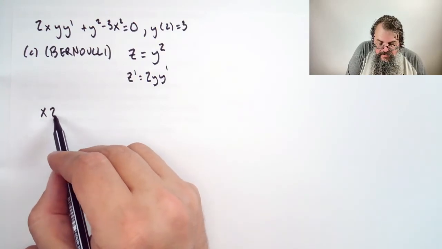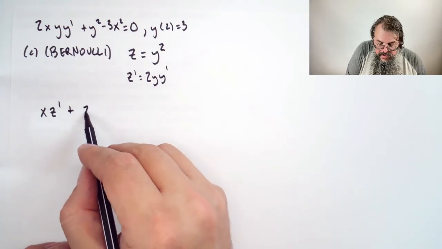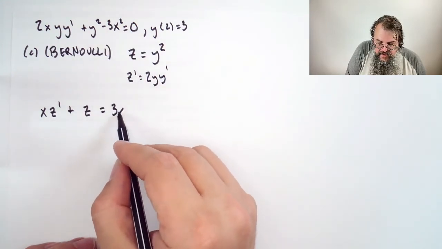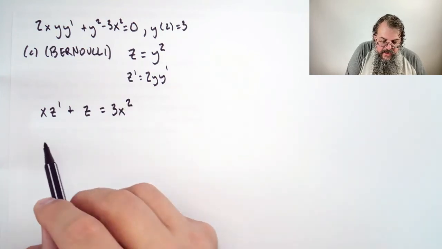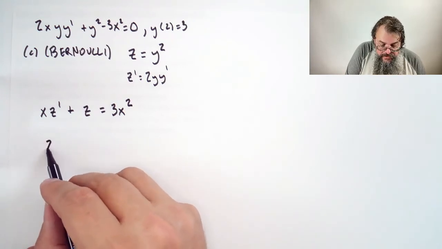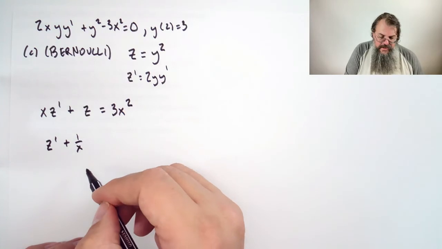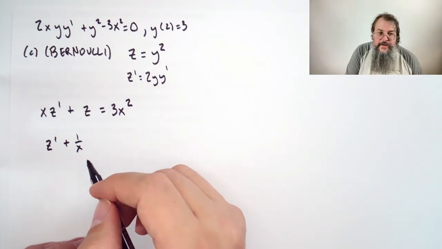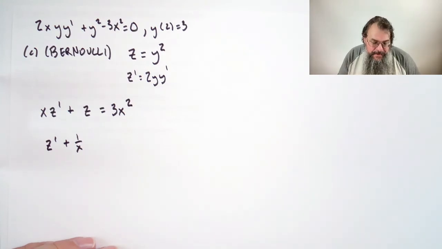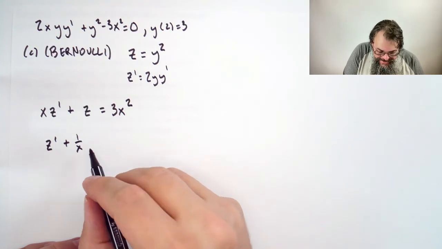So we get x z prime plus z, and this minus 3x squared, move it back to the other side. Got to make the z prime have a 1 in front. So z prime plus 1 over x. Actually, do we? Well, we'll go through the process. If you look for things, you'll be like, hey, that's the derivative of x times z. Yeah, it is. We'll get there.